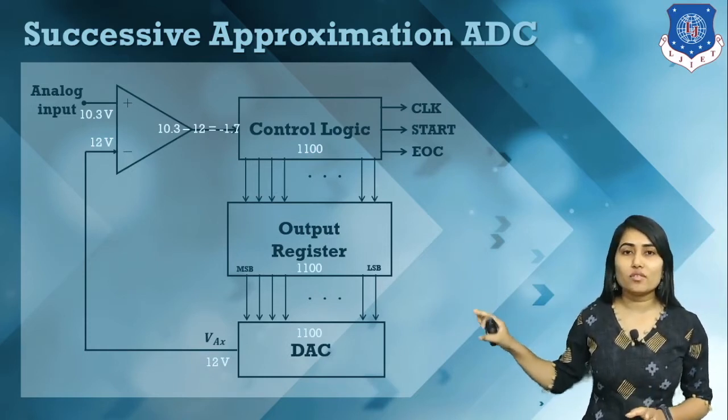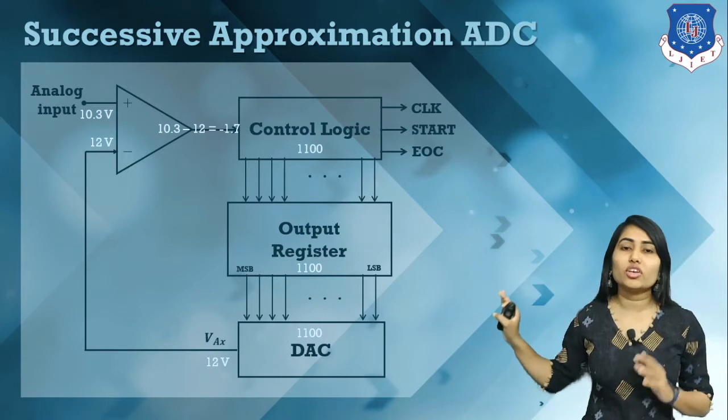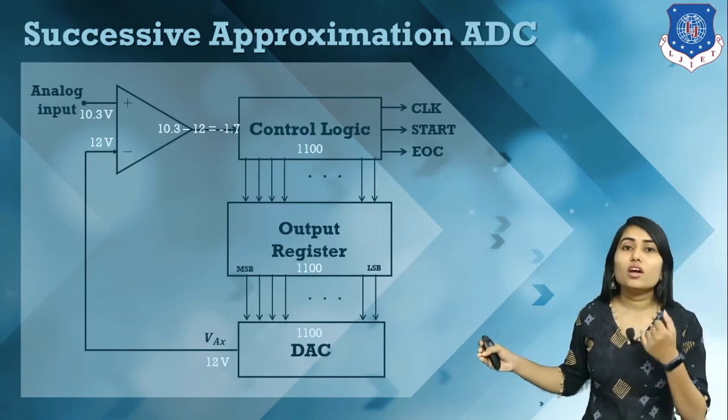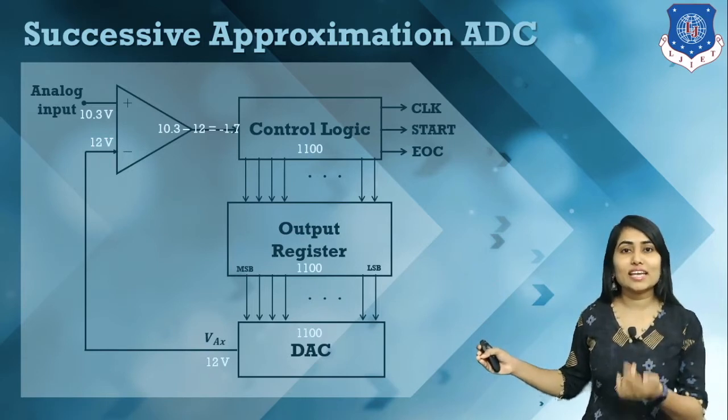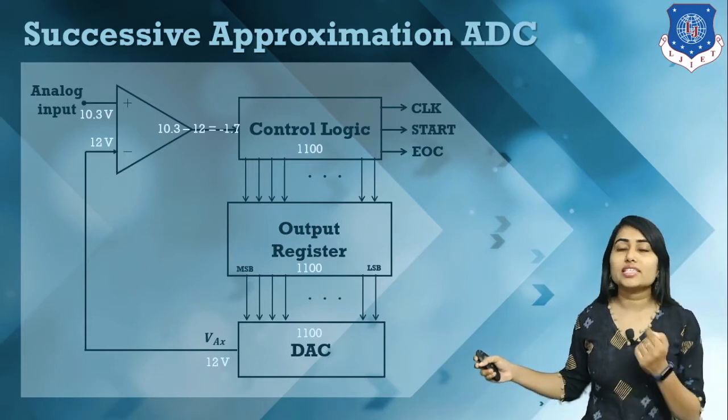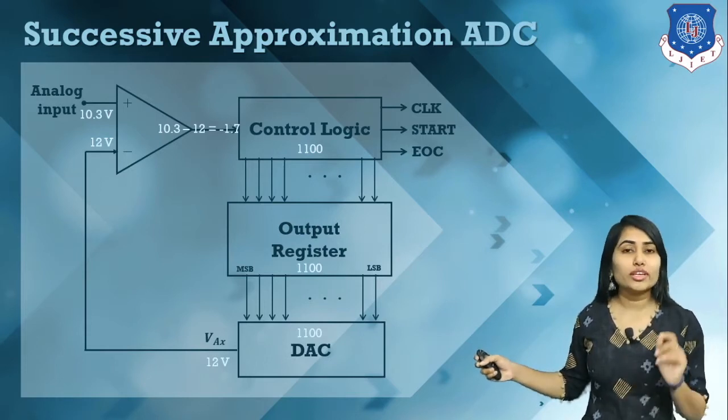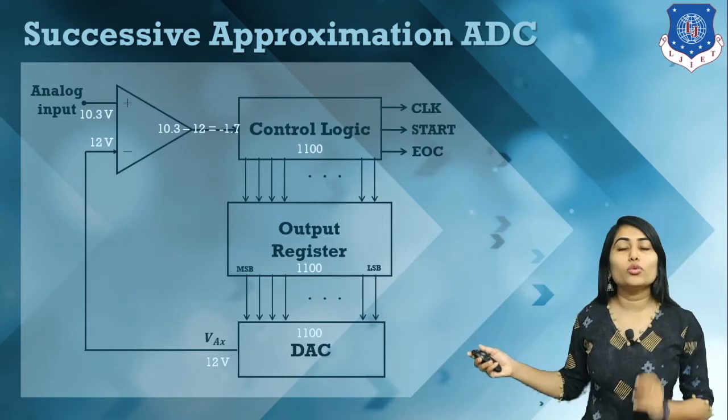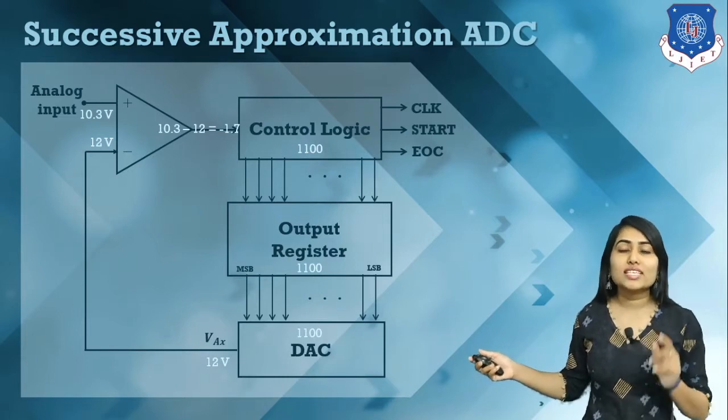So here we have a negative value. That means our analog input is less than our DAC output. That means our DAC output is greater. So whenever this DAC output is greater, we have to reset this bit.